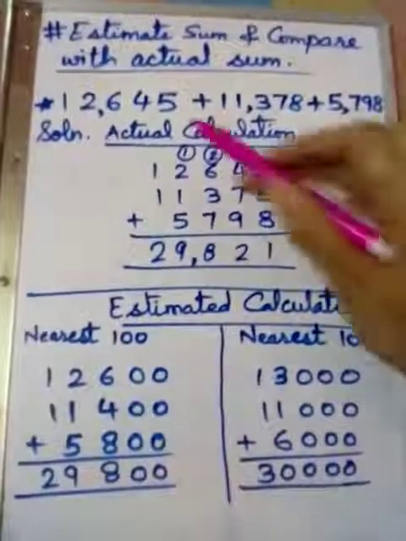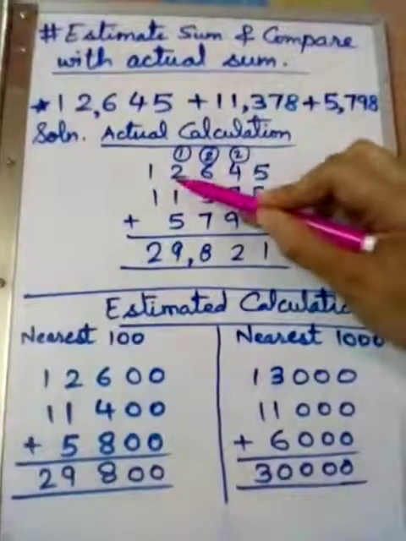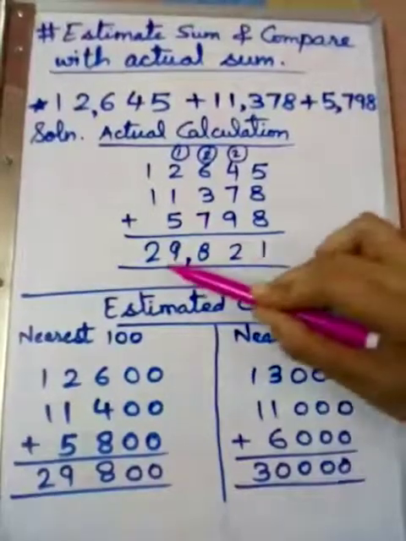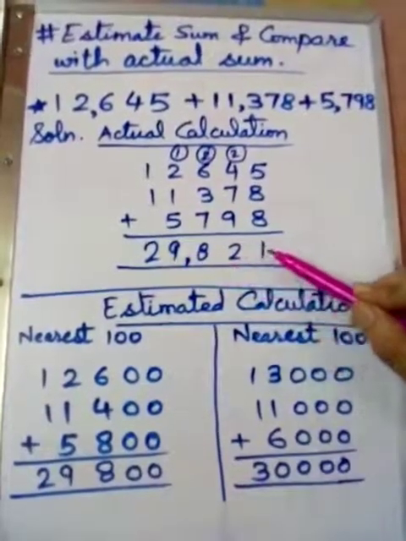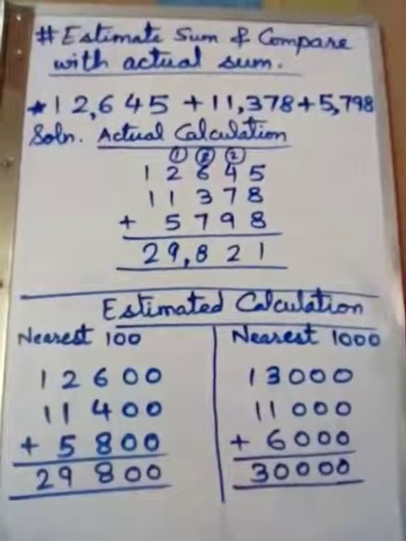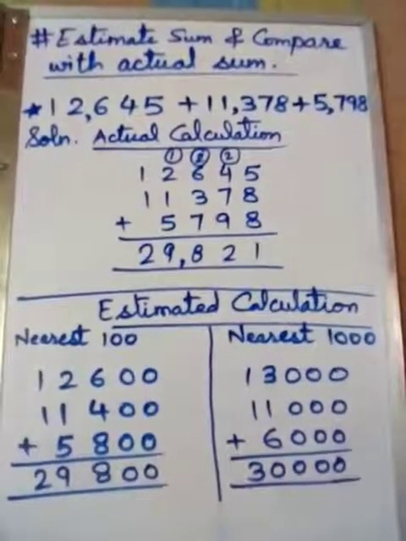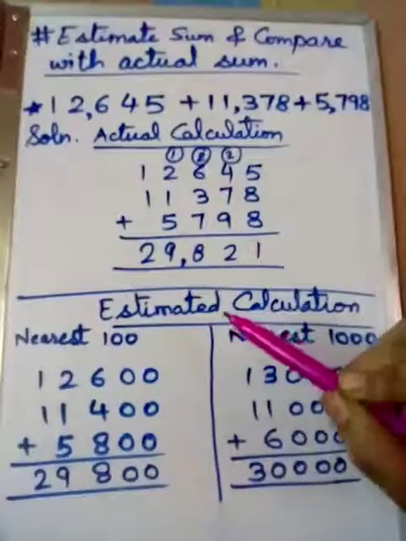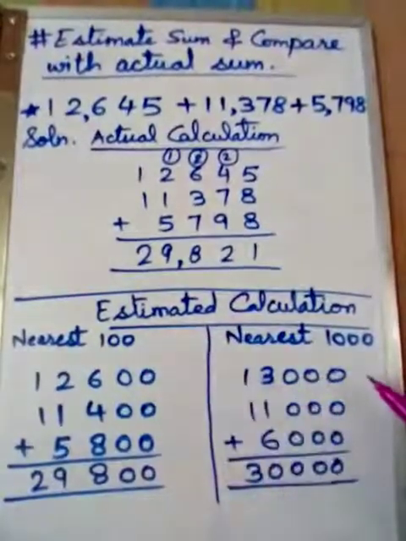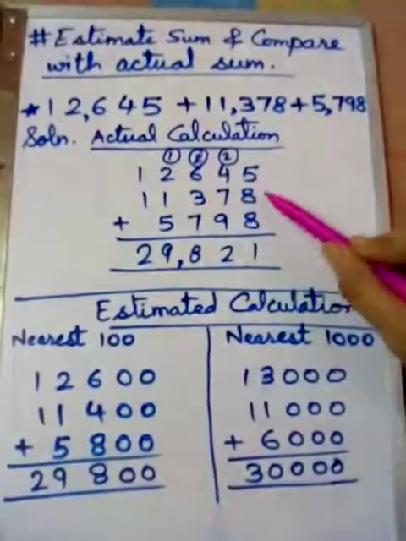Actual calculation means you write the numbers in columns and find the answer. So I have written these given numbers in columns and found the sum, that is 29,821. Estimated calculation means, students, we have to approximate the value of the sum that is close to the actual sum. Do you remember we studied in chapter number 1 rounding off to the nearest 100 and nearest 1000? So we will round off each addend. Remember, these 3 addends give the sum.